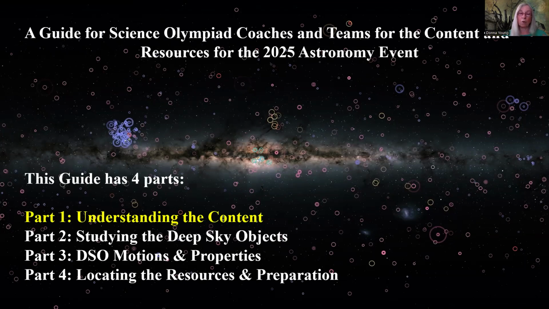This webinar has 4 parts: a basic understanding of the content, and what is necessary to understand how exoplanets form and how the motions and physical properties of stars and exoplanets provide us the ability to detect and study them. The last segment will focus on locating the resources and some suggestions on how to prepare for the event.